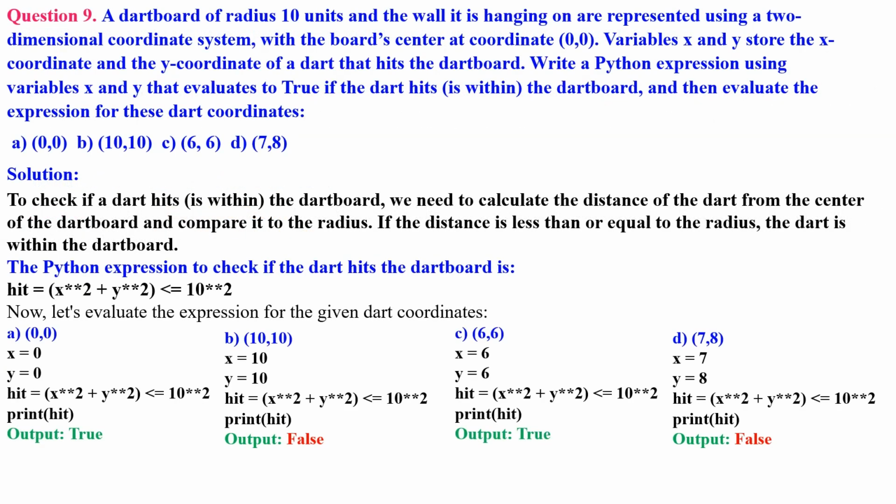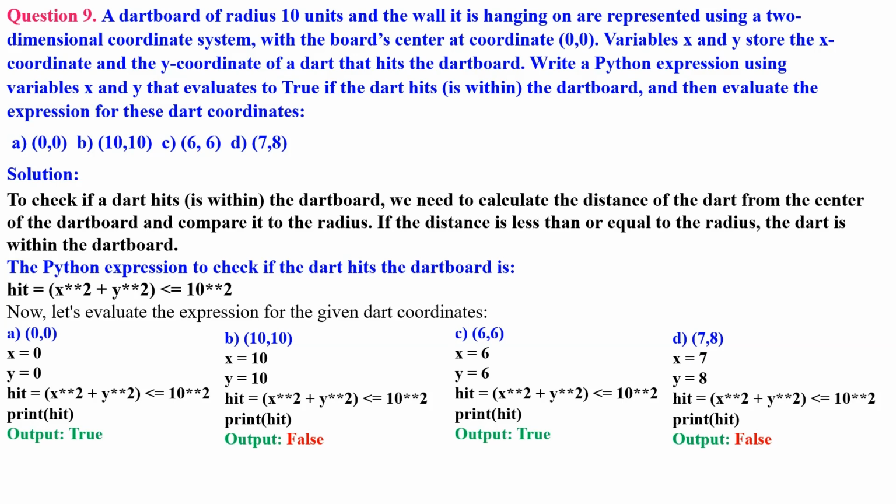Question 9. A dartboard of radius 10 units and the wall it is hanging on are represented using a two-dimensional coordinate system, with the board center at coordinate (0, 0). Variables x and y store the x-coordinate and the y-coordinate of a dart that hits the dartboard. Write a Python expression using variables x and y that evaluates to True if the dart hits, is within, the dartboard, and then evaluate the expression for these dart coordinates.